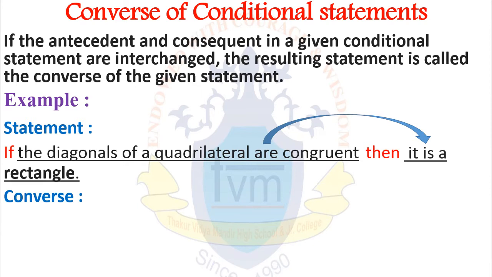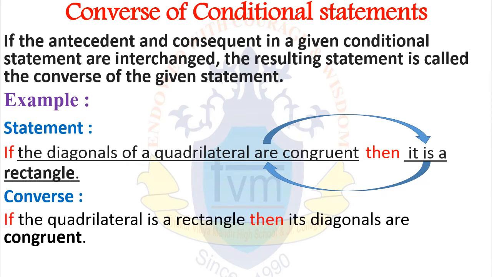I am going to shift the diagonals of a quadrilateral are congruent, which is after then, and whatever is after then, that is it is a rectangle, we will shift it to the place of the diagonals of a quadrilateral are congruent. So I am interchanging those two parts of the statement. If you interchange, you will get a new statement. What do we get? If the quadrilateral is a rectangle, then its diagonals are congruent, right? So I have interchanged the antecedent and consequent of the given conditional statement. I got a new statement, and that new statement is called the converse of the conditional statement.